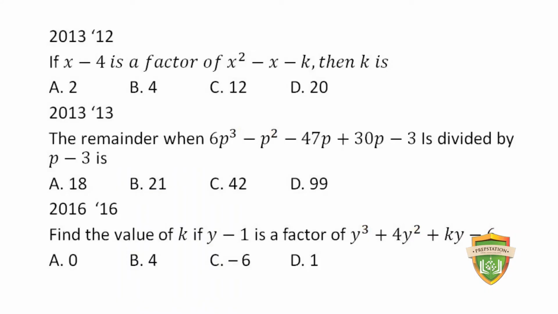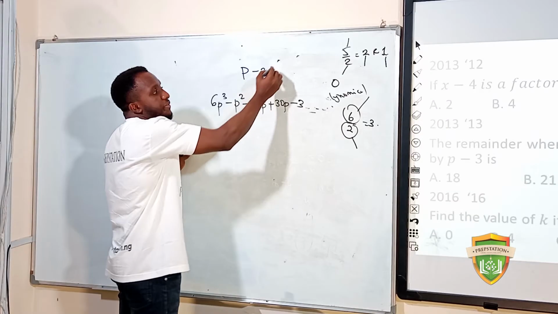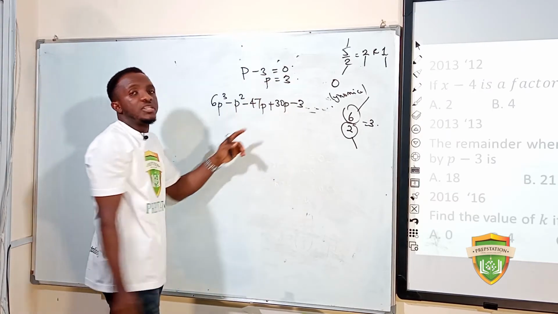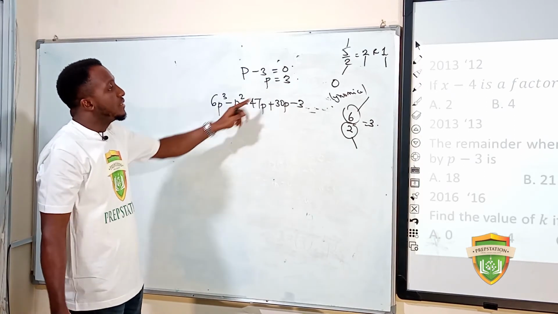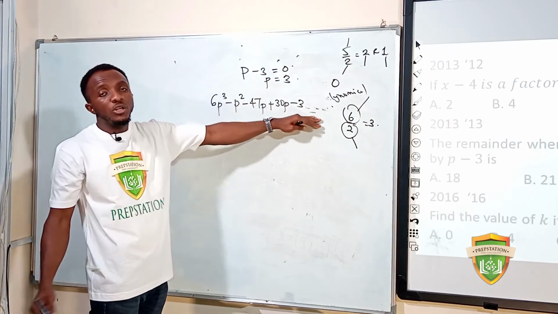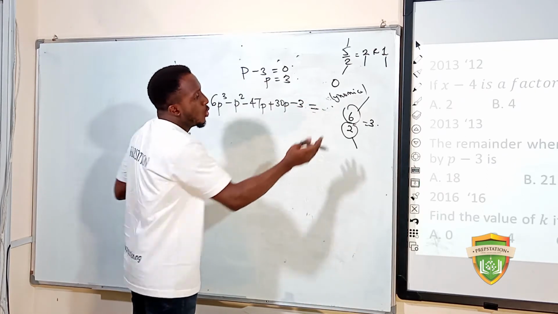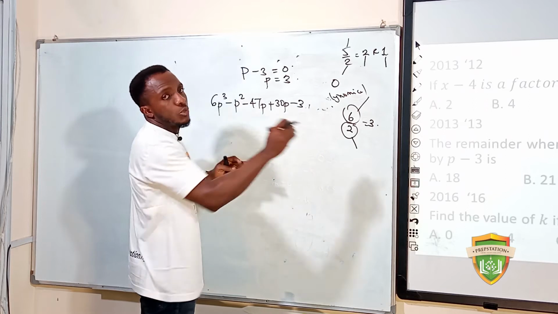Now, it says that there is a remainder. So we want to find the remainder. The question expects us to find the remainder. So how do we find the remainder? Remember what I said? Equate these to 0. That would give you p equals 3. So you substitute 3 for p in the polynomial. It is expected to give you the remainder. So we don't know what the remainder is. We are supposed to find the remainder.